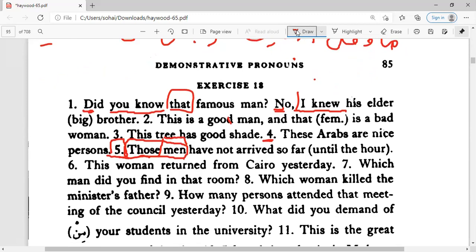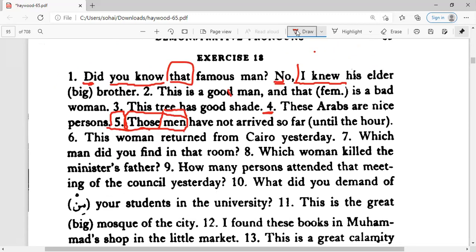Okay. Any questions, anyone? This woman returned from Cairo yesterday. Okay, and Sudais, who hasn't participated? Is Sudais here? No? Okay. Shariza? Yes, sir. How many persons attended that meeting in the council yesterday? How many come?